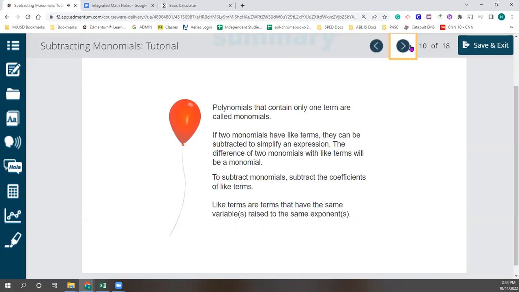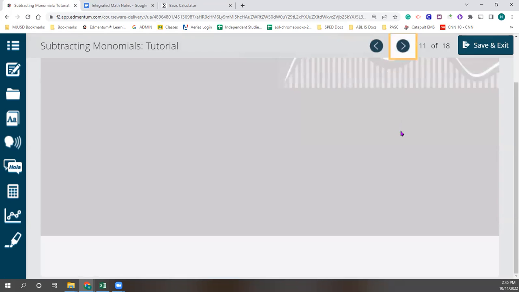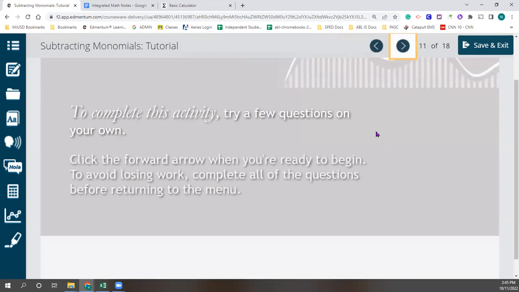That's a summary, so it's just repeating it. Repetition is the hook we hang learning on. Okay, to complete this activity, try a few questions on your own.